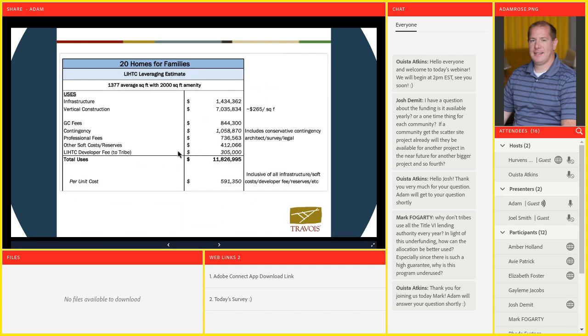And then typically what we see is that the tribe or the tribal housing authority will act as the developer for a project like this. So that developer fee ultimately comes back to the tribe or the tribal housing authority. So we'll just call this an $11.9 million project, all in with the infrastructure, soft cost, and the 20 homes and the amenity to get this project done.